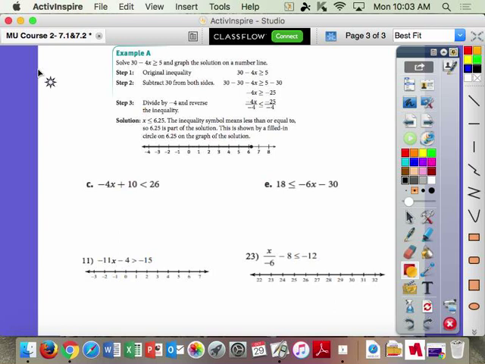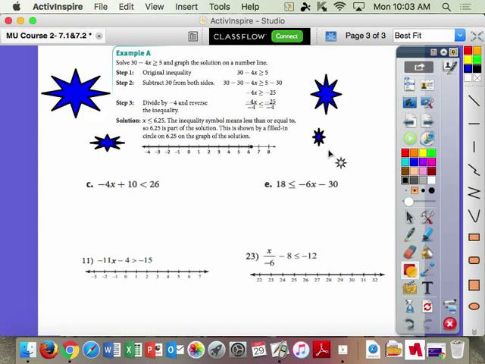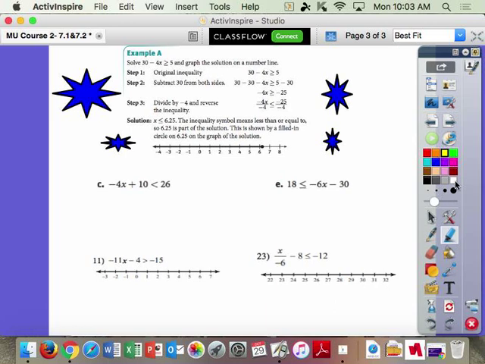If you divide or multiply by a negative number, your sign is going to flip. It's going to change directions. So you see how the original one, the arrow points to the right, and then by the end, it's pointing to the left, okay? So that's what we need to make sure that we remember, and that's the hardest thing about solving these, okay?